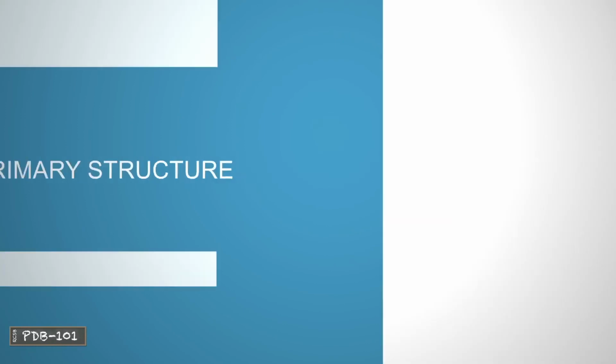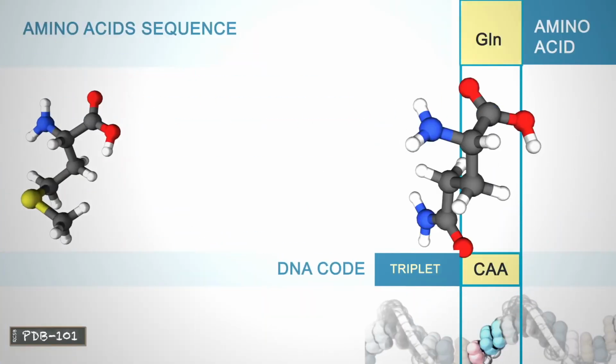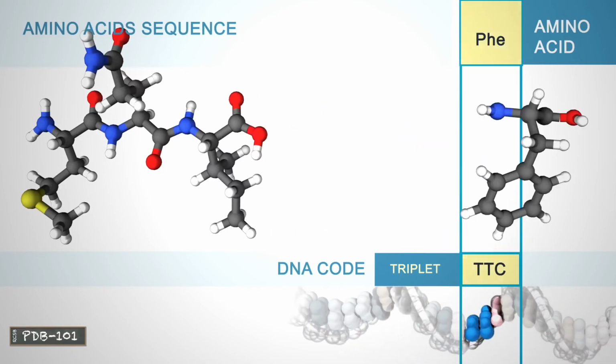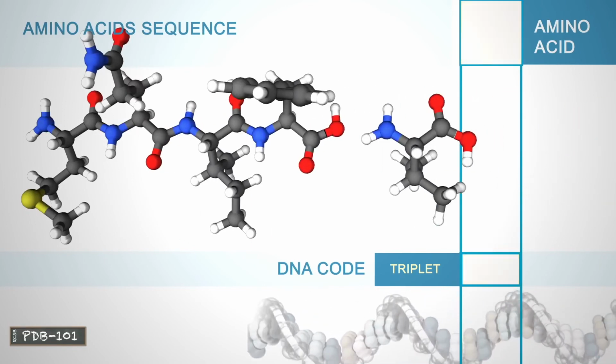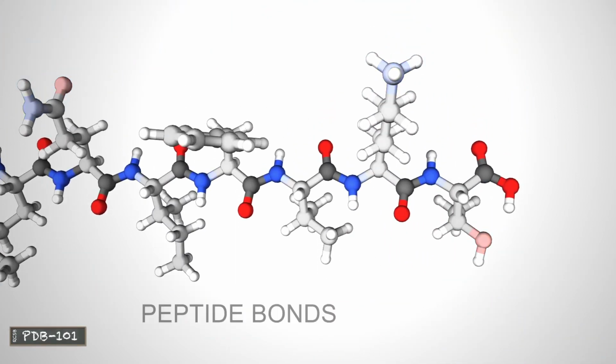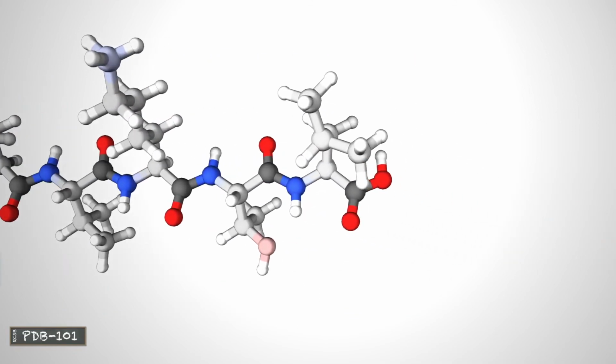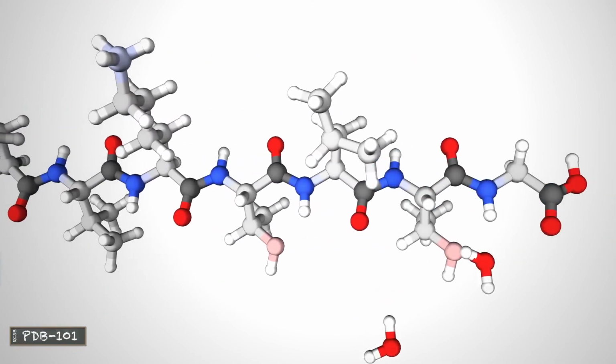Primary structure. The primary structure of a protein is the linear sequence of amino acids as encoded by DNA. The amino acids in a protein are joined by peptide bonds, which link the amino group of one amino acid to the carboxyl group of another. A water molecule is released each time a peptide bond is formed.